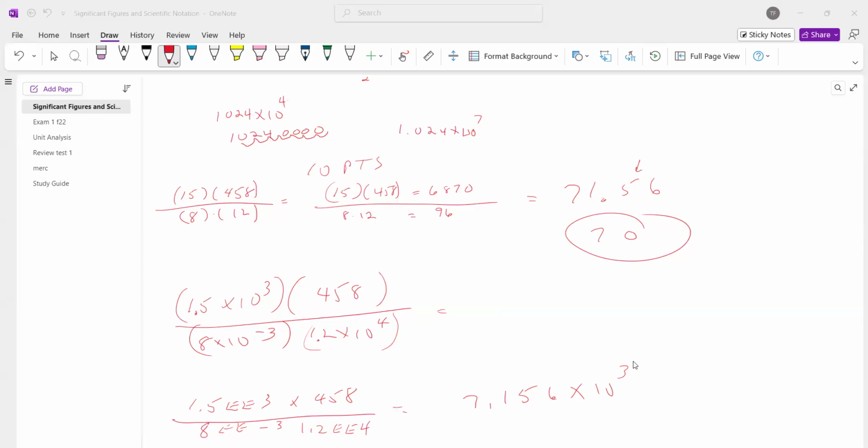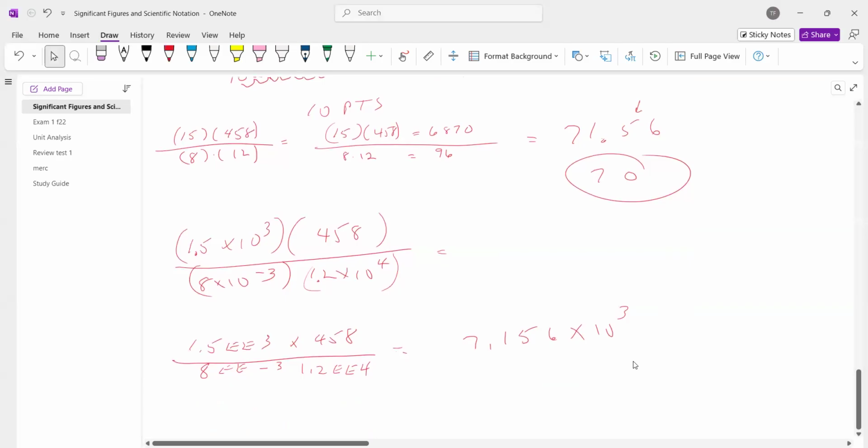All right, so everyone try doing this and we all get the same answer. Now, are the sig figs right on this problem? They are not right. Okay. One sig fig. So the answer is 7 times 10 cubed.